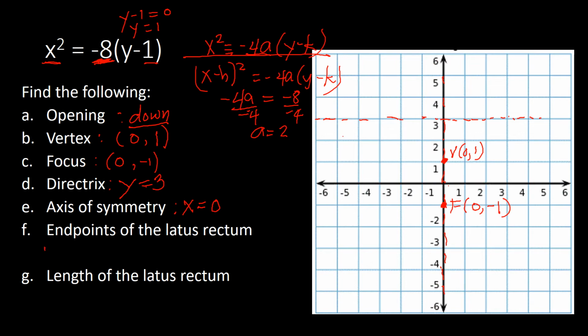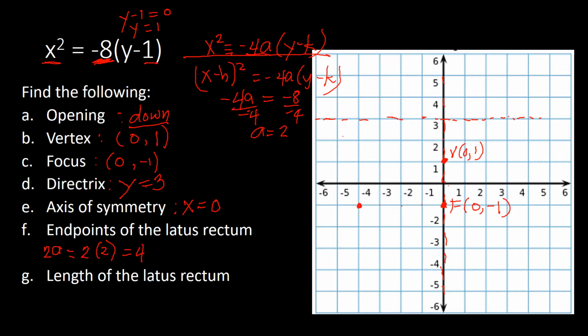So we will now be solving our 2a. 2a is equal to 2 times our a, which is 2. That is equal to 4. Now, from our focus, we are going to count 4 units to our left and right. So we have here, the focus is here. We count 1, 2, 3, and 4.